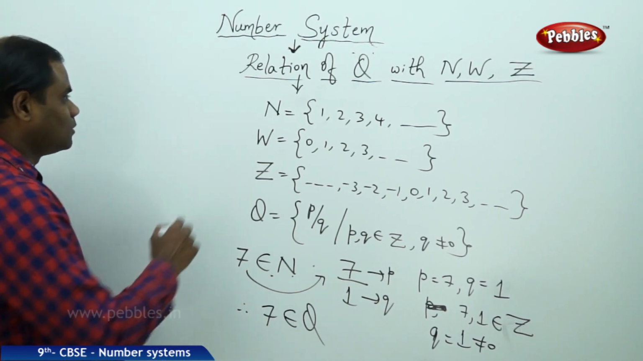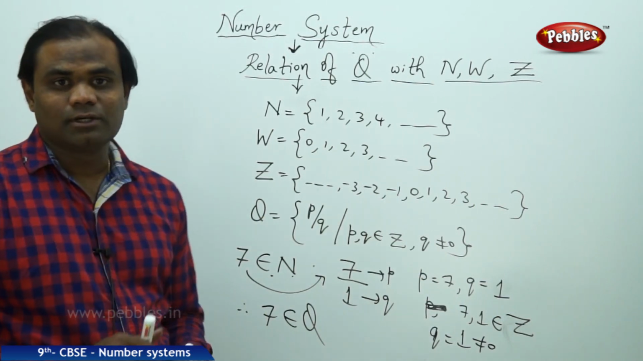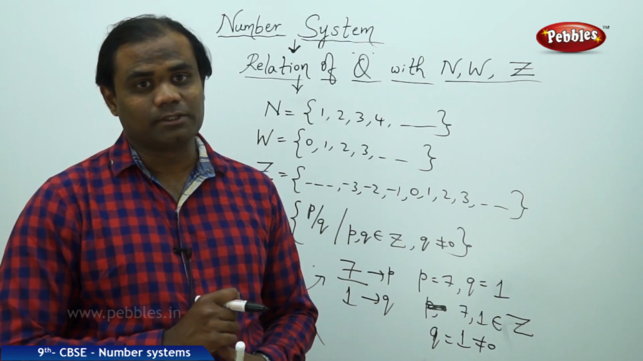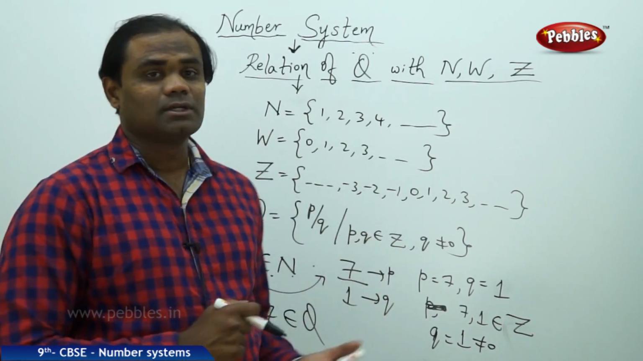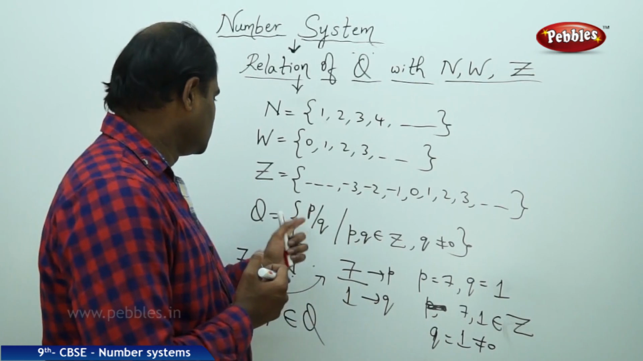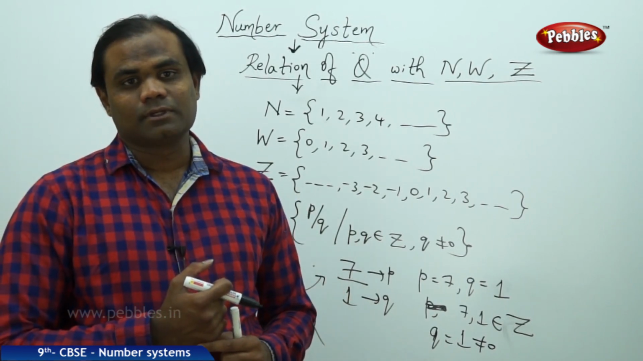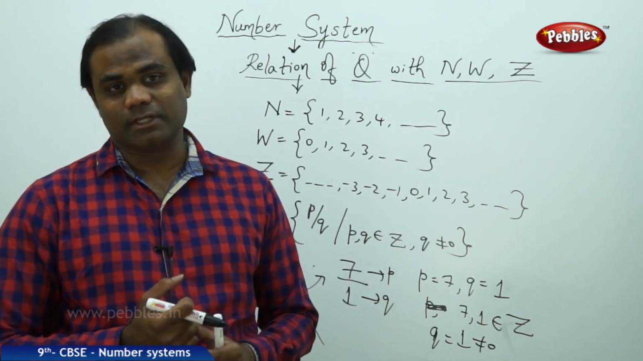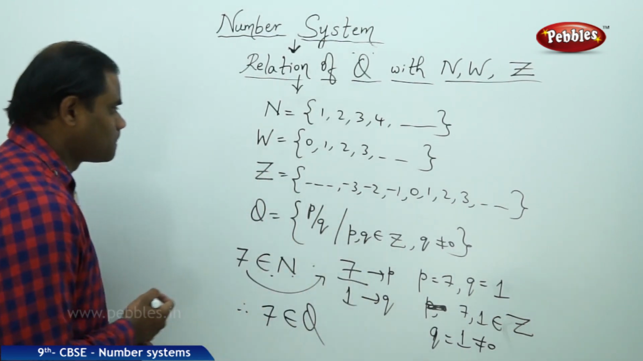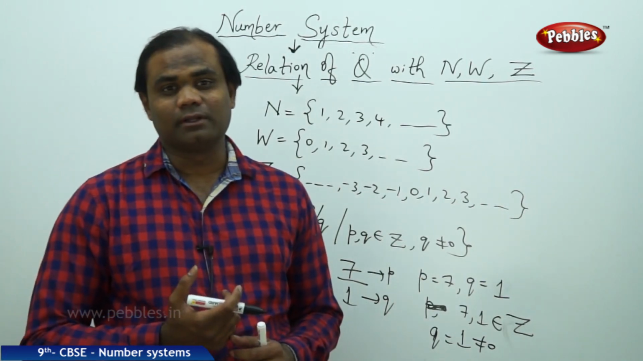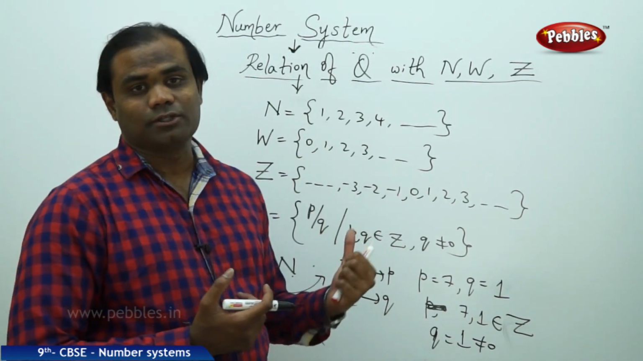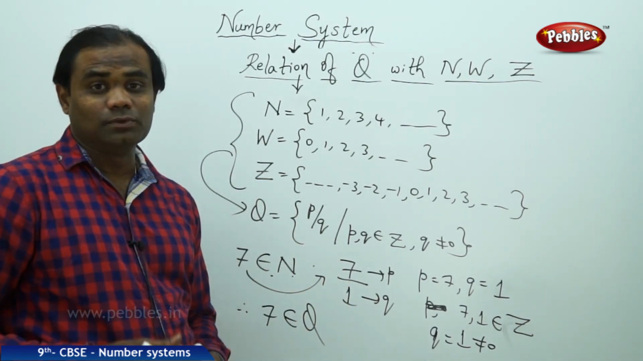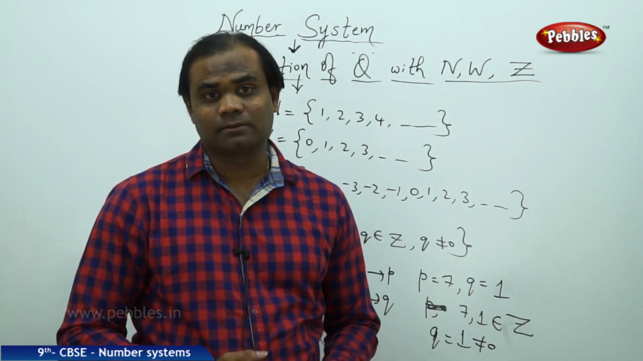Therefore, 7 belongs to N and 7 also belongs to Q. I can say all natural numbers are part of the rational numbers, all integers are part of the rational numbers, and all whole numbers are part of the rational numbers. This is how we understand the concept of natural numbers, whole numbers, integers and Q, and how we get the relation between N, W, Z and Q, these three being part of Q. Q is bigger than N, W and Z.